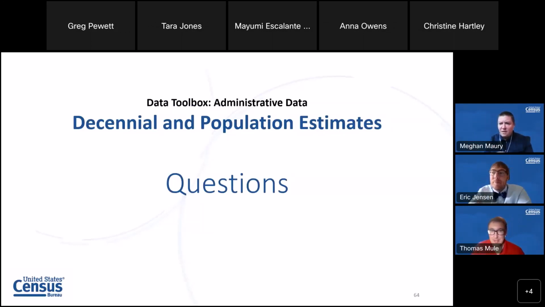So one question that came in a little bit earlier in our discussion was, how do you deal with mobile housing units that are maybe changing addresses?